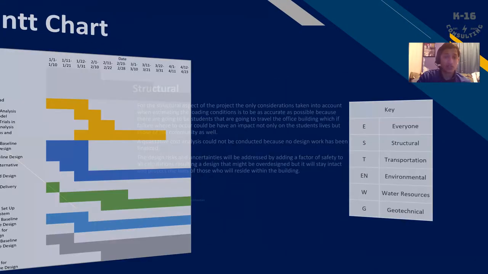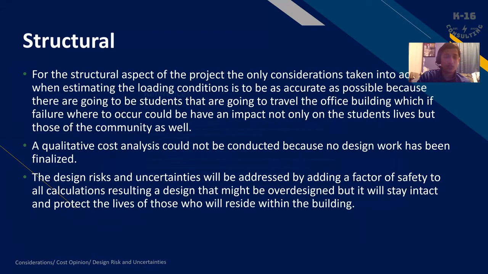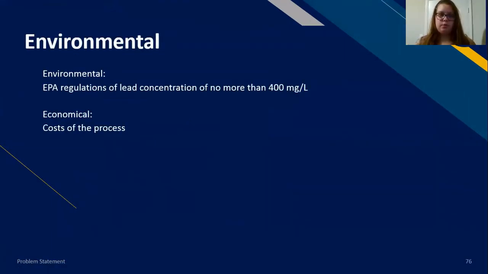And our Gantt chart to keep us on track. And we had many considerations taken into account for this project. Considerations include low carbon emission concrete for the environmental section and supplementary cementitious materials to reduce the cost. And these are just some considerations I have to take in for my system.